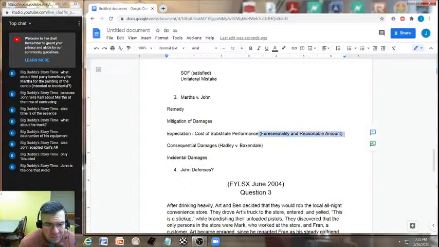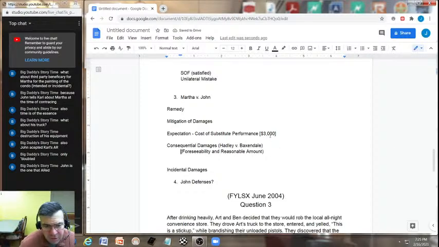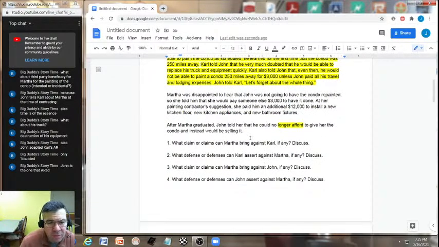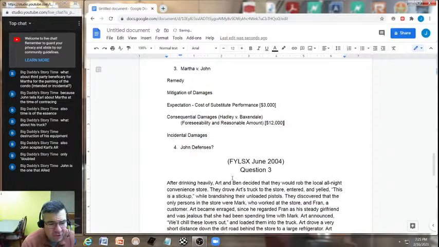So I'm going to slide this down here. Thank you for your patience with me on that. So she might be able under expectation to get the $3,000 if that's available. Now under this though, the argument is that it wasn't foreseeable, and the amount may not be reasonable in comparison to the $3,000 contract price. These are things that she wanted to have her contractor perform for her, and I don't believe that she'd be able to apply that to John. So that would be the $12,000. And remember, incidental damages would be all the cost relating to her mitigating the breach.